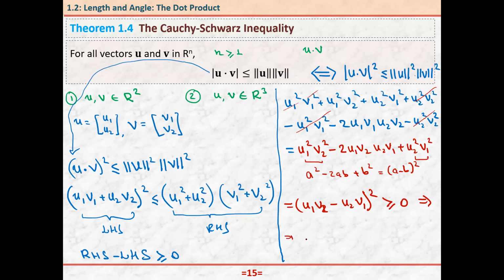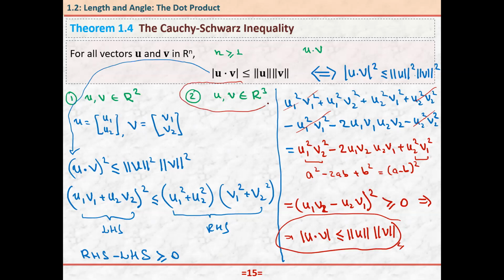So from here, you can write that the absolute value of u dot v is always less than or equal to the product of the norm of u and the norm of v. That is the proof of this for two-dimensional space. In a similar way, you have to do this.